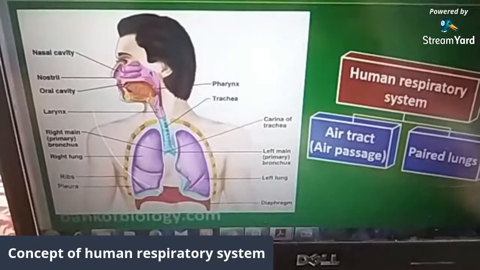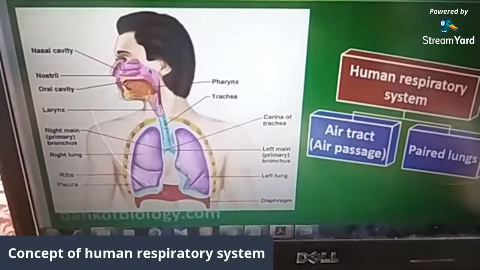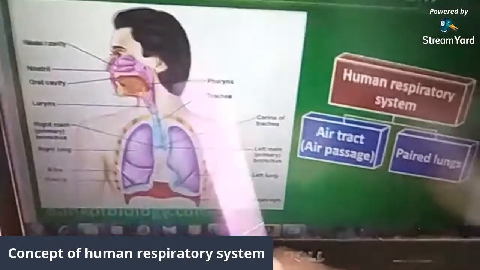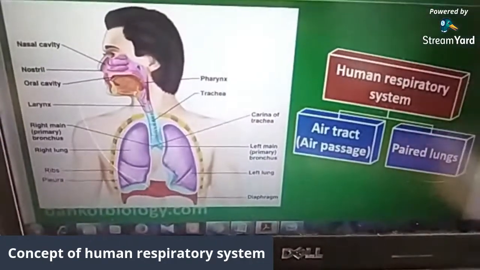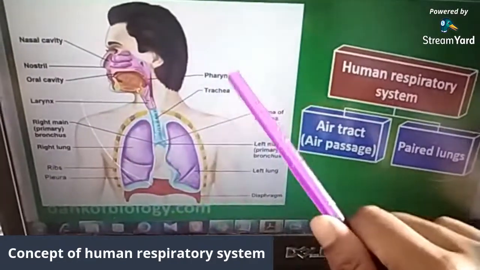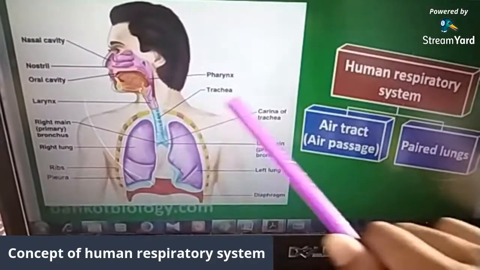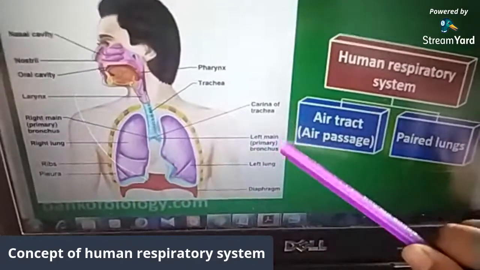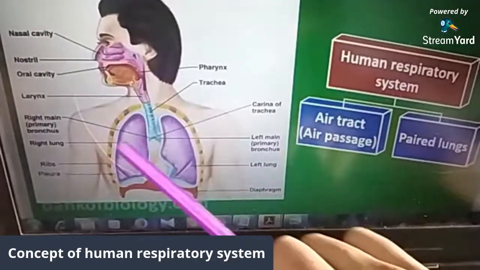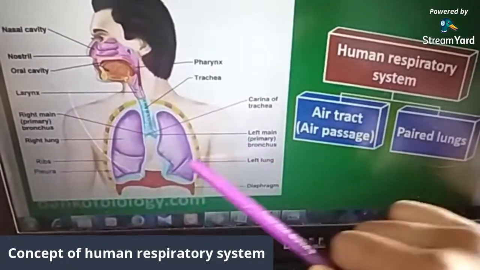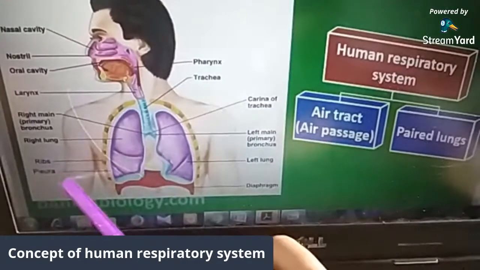It means the nose. The common term is the nose. This is the nostril, this is the nasal cavity, this is the oral cavity. So through our mouth also we can respire. Okay. Next is the larynx. This is the pharynx, this is the trachea, this is the right main primary bronchus, this is also the right side, this is the left side. Okay. These are the ribs, this is the left lung, this is the right lung, this is the pleura.